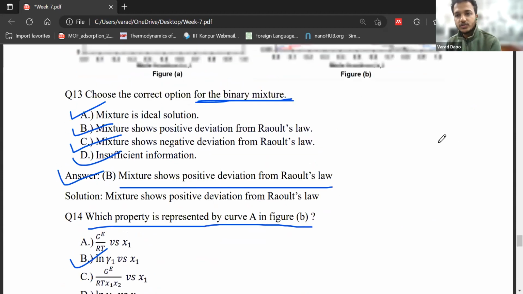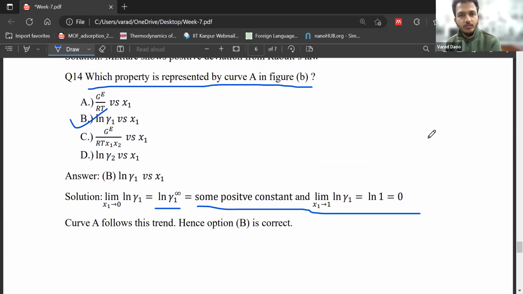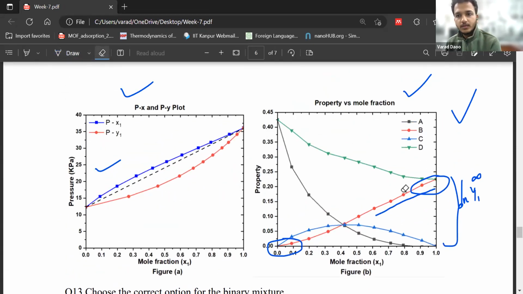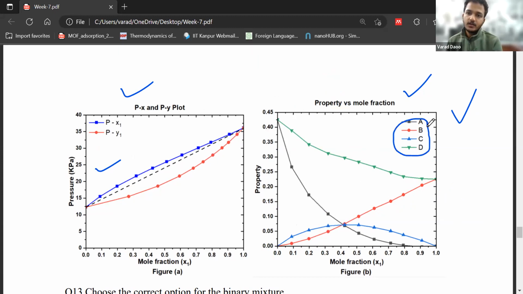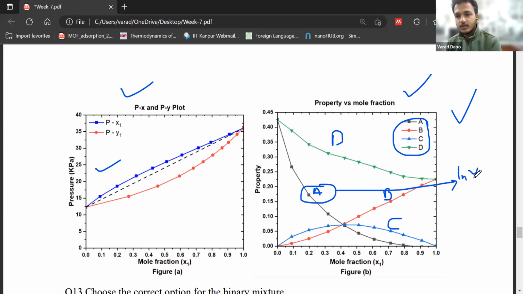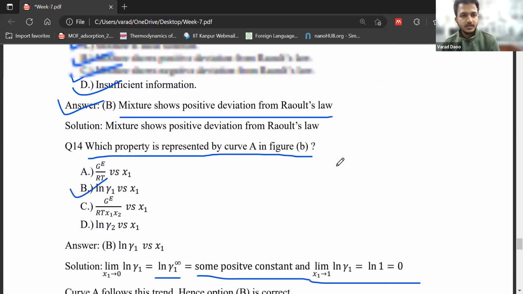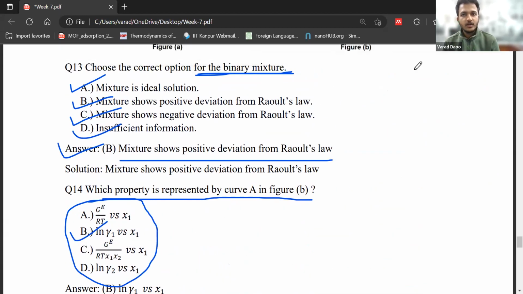Okay. Now the next question would be, right, in the subsequent question, what we are basically trying to find is what is this ABCD, right? So this is A, this is D, this is B, this is C. So we found that A stands for ln gamma 1 versus x1, right? Similarly, try to find what is the y-axis for curve B, what is the y-axis for curve C, and what is the y-axis for curve D, right? And the options are going to be this, right? Now try to find. I'll give you a couple of minutes for you to figure it out.